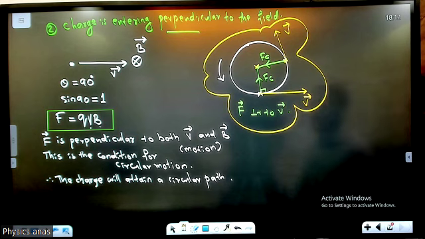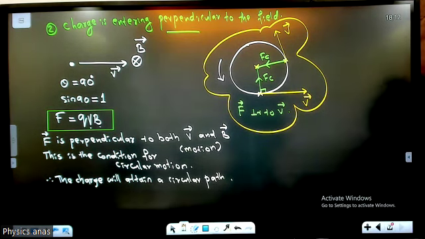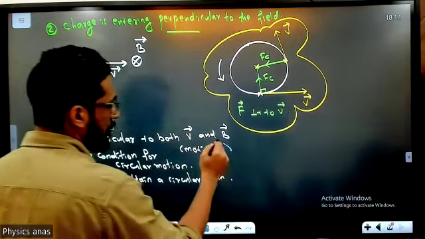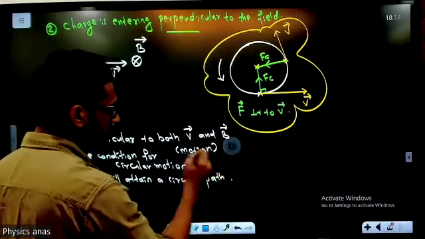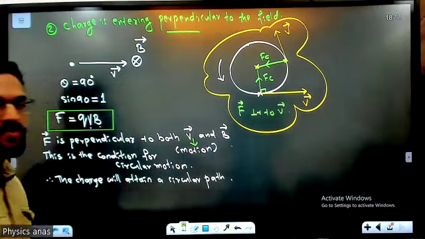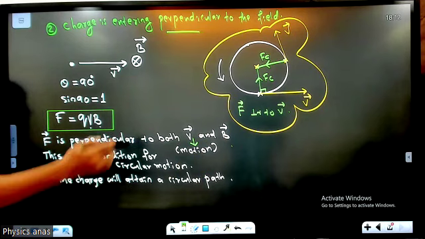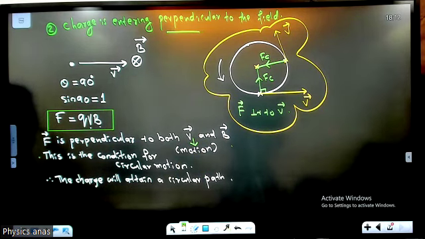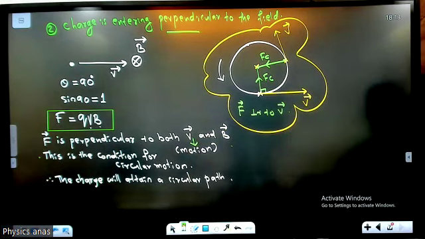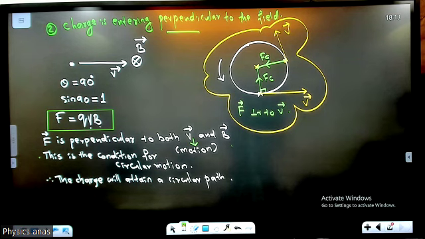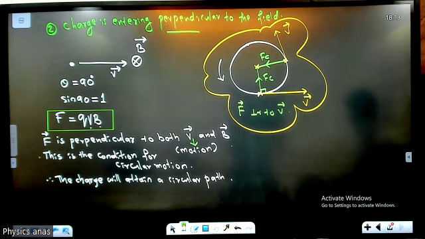After that, you can write this down. Force is perpendicular to both velocity and magnetic field. What is this velocity? Velocity means it is the direction of motion. So this is the condition for circular motion, and you can show that condition on the right side of the notebook.